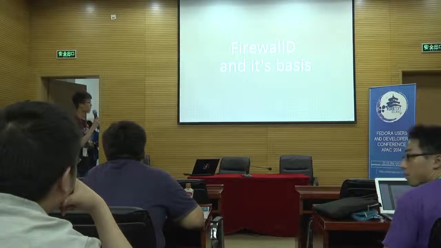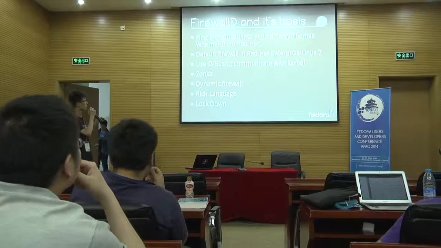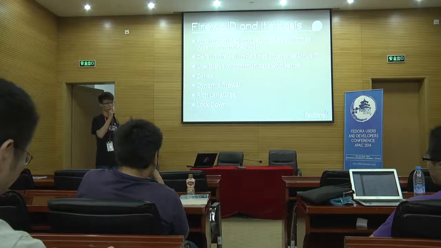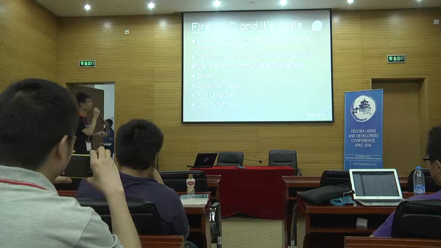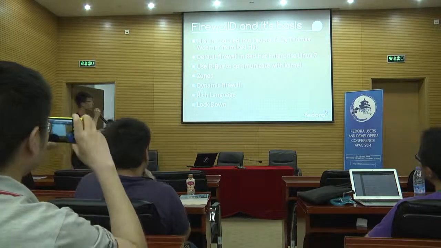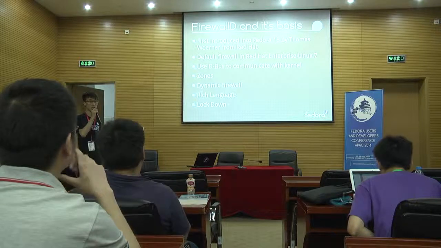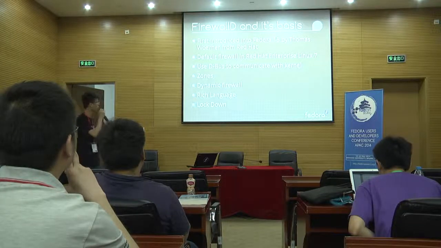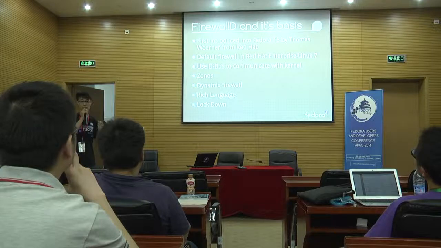Now, first, I will introduce FirewallD and its basics. FirewallD was first introduced in Fedora 15 by Thomas Woerner from Red Hat. Red Hat developers usually introduce new features to Fedora first, so we can use various new applications such as FirewallD. It became the default firewall in Red Hat Enterprise Linux 7. And of course, I think it became the default firewall in Fedora around Fedora 18, maybe, or even 17, I'm not sure. It uses D-Bus to communicate with the kernel, and it introduced a new feature called zones, which can be compared with the default policy of iptables. I'll say something about the zones.